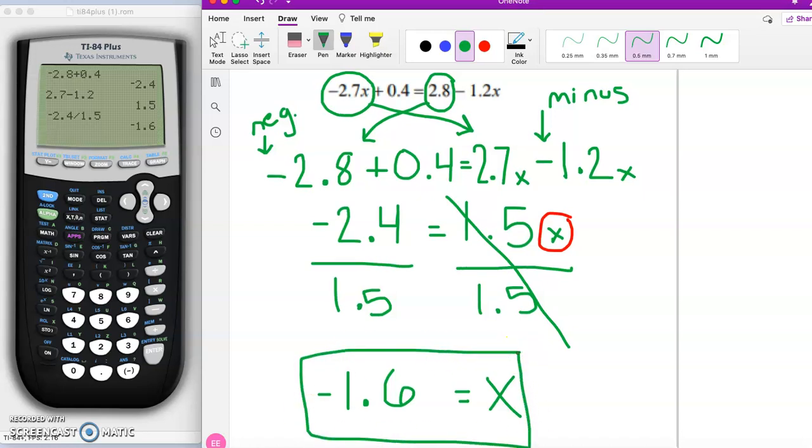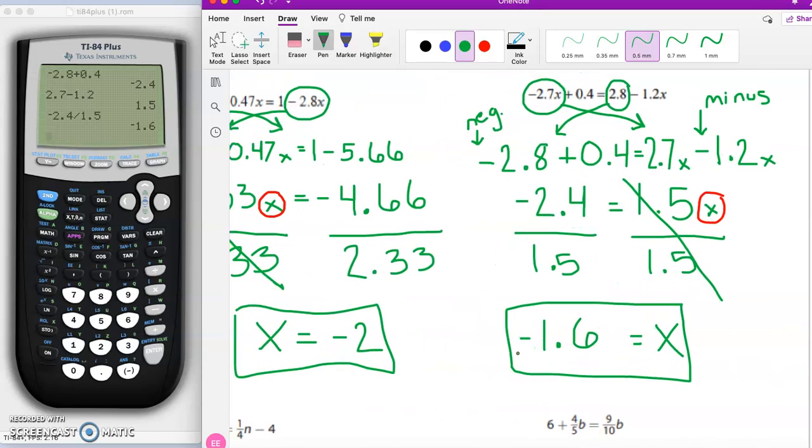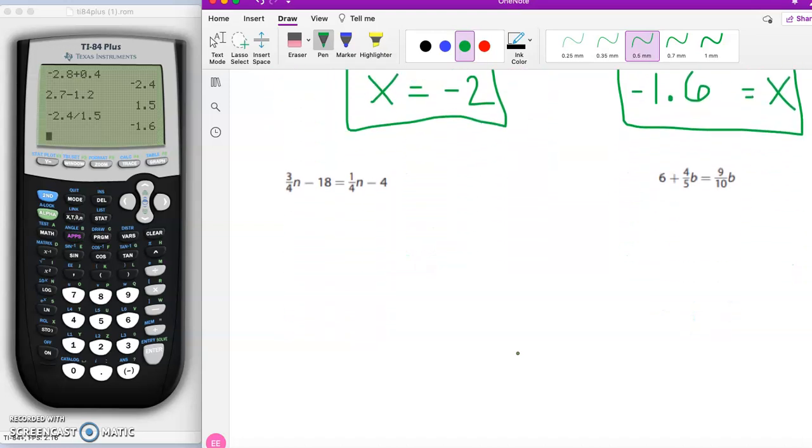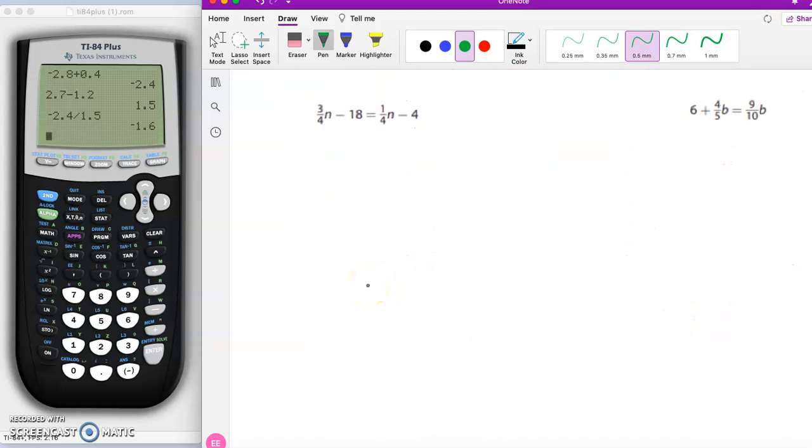All right, so we've done decimals already. You guys are pros at that. Nothing really changed. Now we're going to get into fractions. This is where we add an extra step. Okay, so with fractions, it's still the same process.